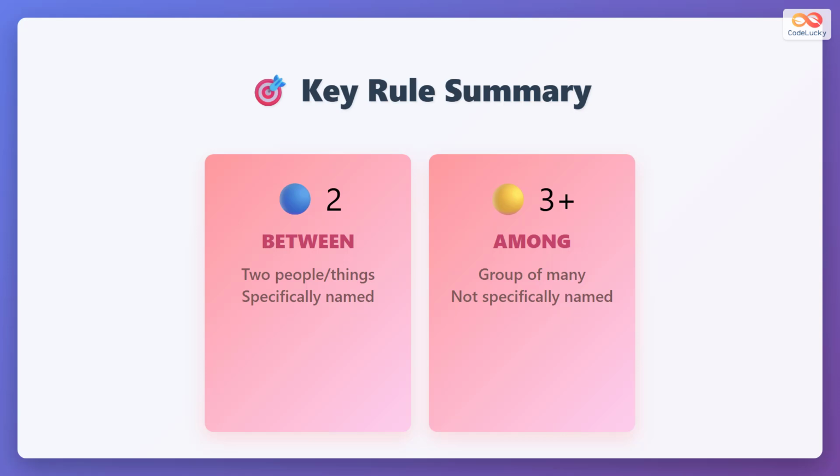Remember the simple rule. Use between for two specifically named things. Use among for groups of three or more not individually named. Two clear items means between. Many in a group means among.